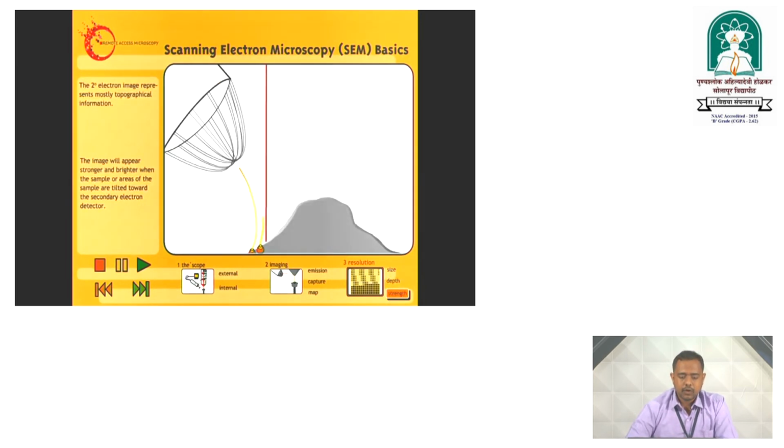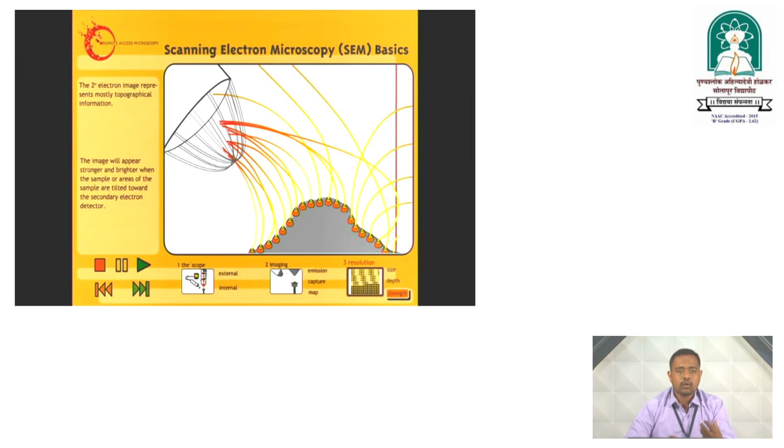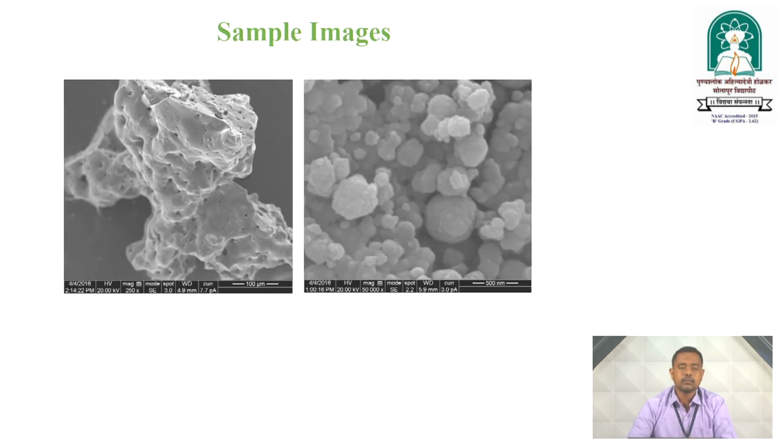Here we can see, once we are incident with the line by line scanning, the electrons which are much nearer to the detector provide high energetic electrons to the detector, because of which we are getting dark images in that particular region. As the surface roughness goes on varying, the dark and bright images vary from point to point because of the raster scanning, and we can easily analyze the roughness of that particular sample surface. Here are some sample images.